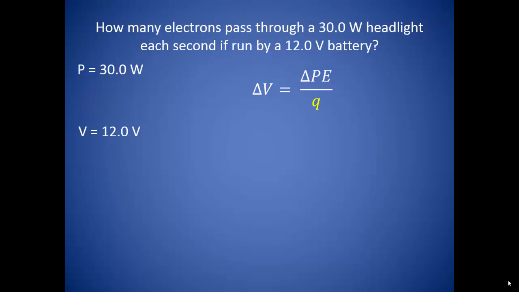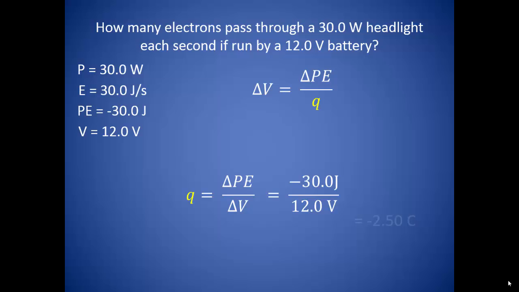So how many electrons pass through a 30-watt headlight each second if run by a 12-volt battery? Well, we're looking for charges moving through the headlight in 1 second. According to our equation, in order to find the charge, we need the change in potential energy and the potential difference. Potential difference was given at 12 volts. We also know the power of the headlight, and remember that power is joules per second, so we actually do know the amount of energy flowing through the light. Second, there is a change in potential energy of negative 30 joules. Once we know that, we can find the magnitude of the charge moving through the light as 2.50 coulombs.